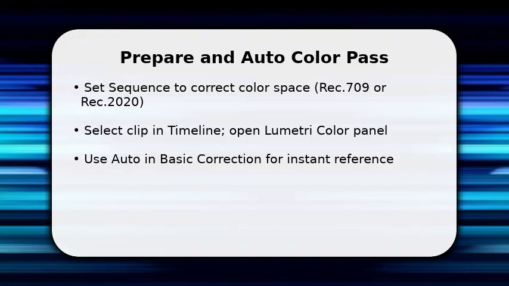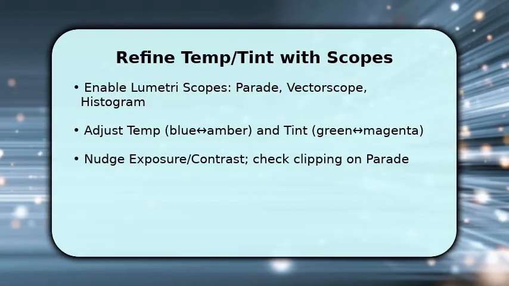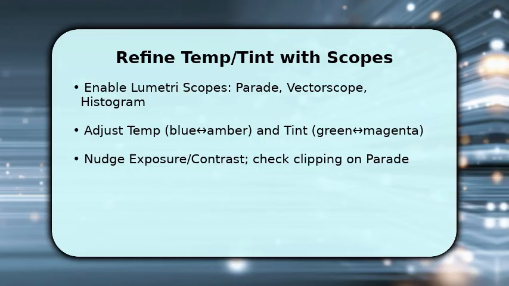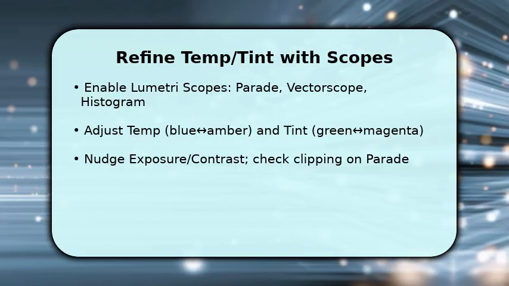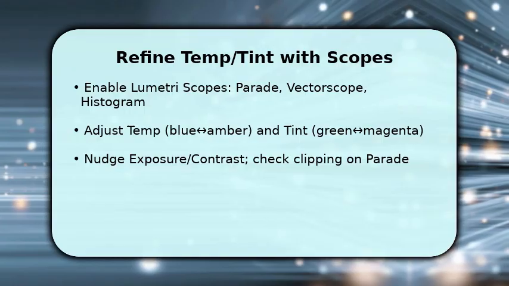Once done with Auto, switch your attention to Lumetri scopes to see numeric errors rather than guessing. Use the RGB parade to spot color channel imbalance and the vector scope to assess neutral point drift. Adjust temp to remove blue or amber cast and tint to cancel green or magenta shift. Small moves go a long way.